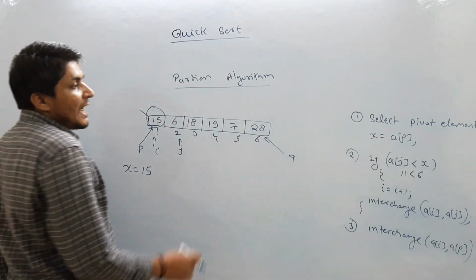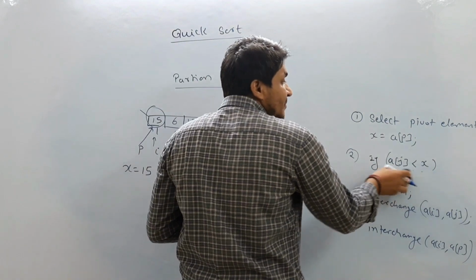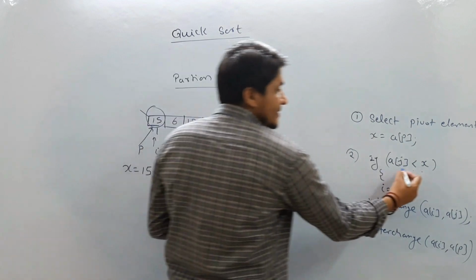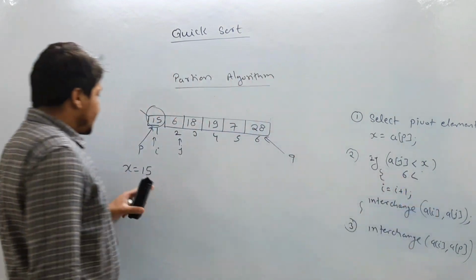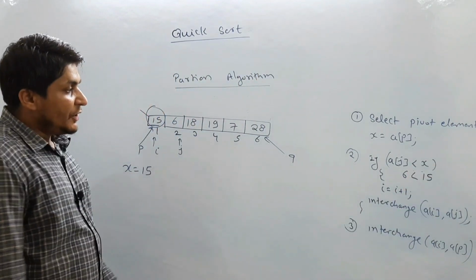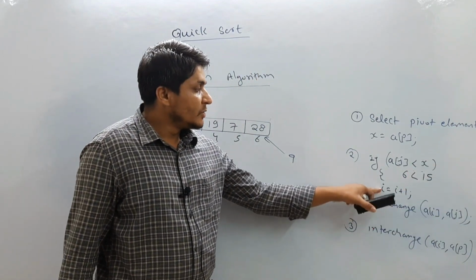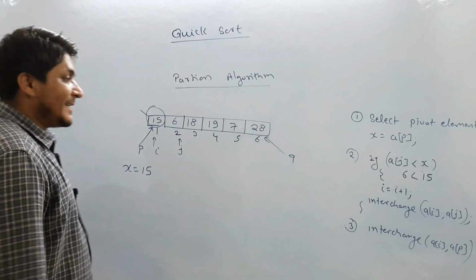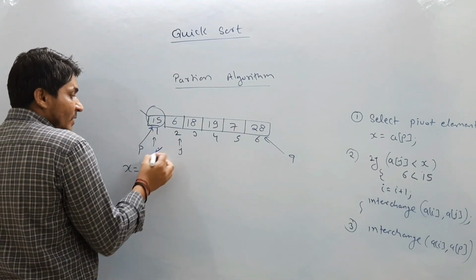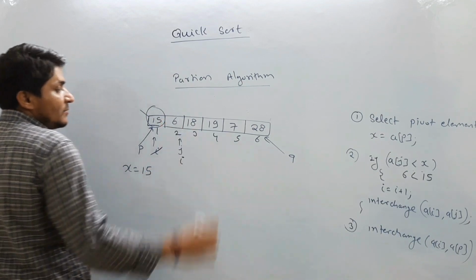So what I will do, I will compare the pivot element with the elements from the second element onwards. Now what is the value of A of j? A of j is 6, less than x, x is 15. Condition is true. Then you need to execute these two statements. First statement is just increment the value of I. I is pointing to index number 1, so once you increment, it will start pointing to index number 2.